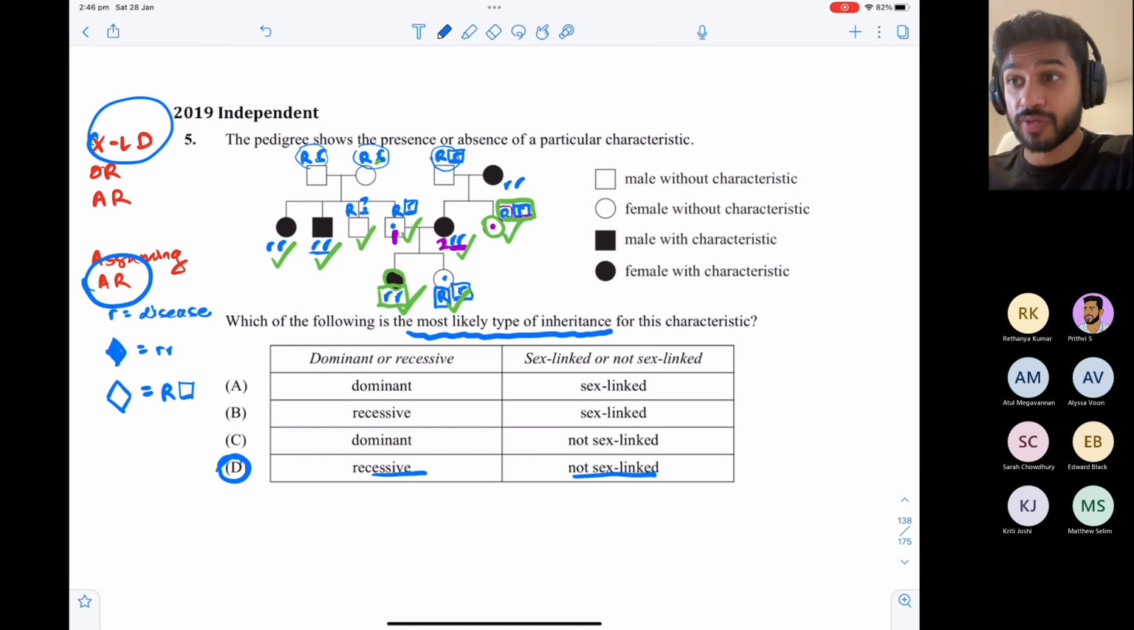Okay? If both of them worked, they would have asked you what 2 types of patterns of inheritance are possible for this pedigree. And that definitely can be a trial biology question.